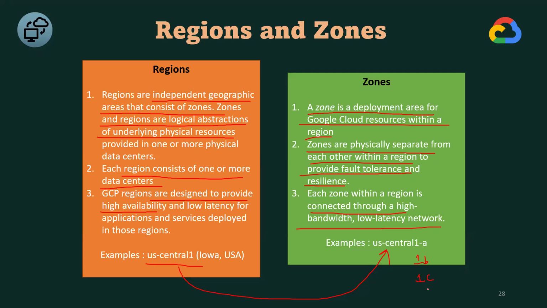Okay, the main importance of why they have divided this much is to provide the resources for each and every individual and company so that their application is going to be highly available and facing only very less latency and less network lag. So that is the main importance of having the regions and zones.